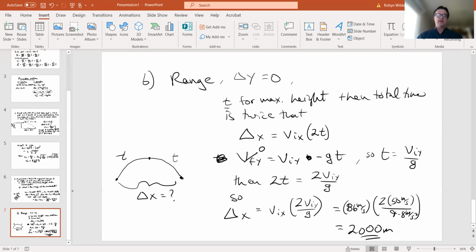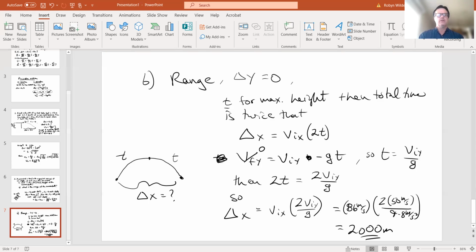Now, if you're shooting at the side of a mountain, your delta y wouldn't be 0, and it would be a different problem, but you could solve it maybe in a similar way. It may be a little bit hard because the time would not be equal, right? The time to the maximum height and to when it hits the ground.